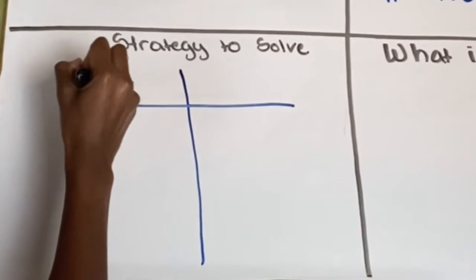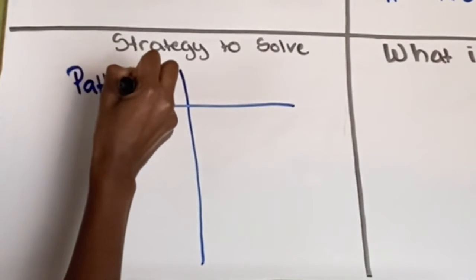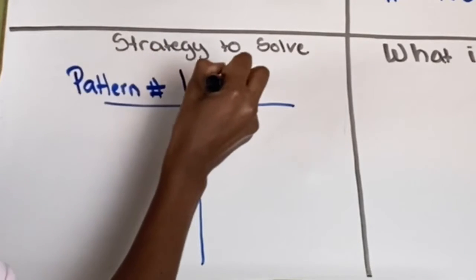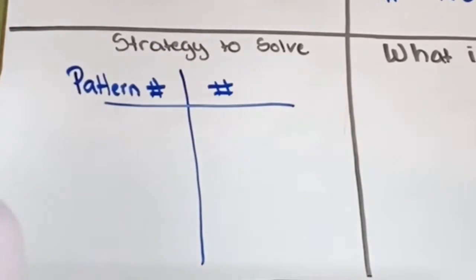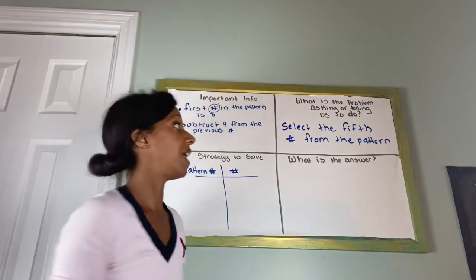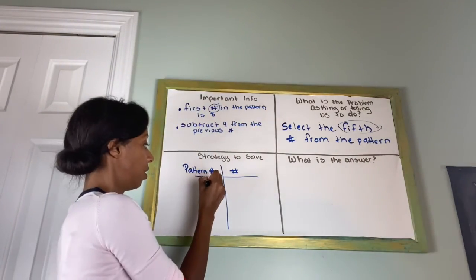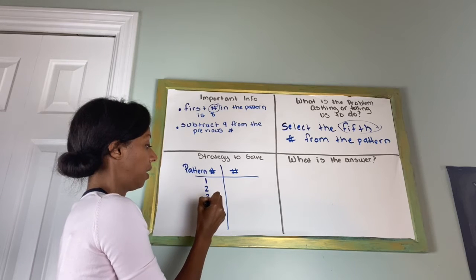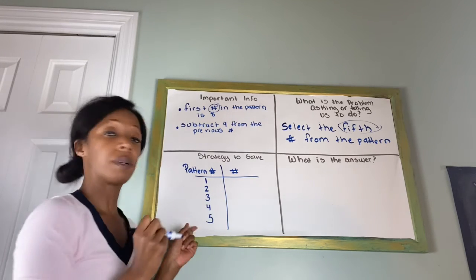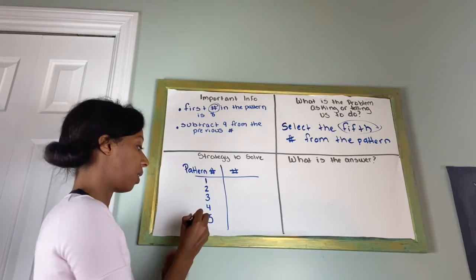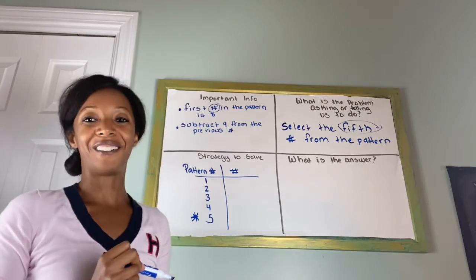Here I'm going to put my pattern number, and here is where my number is going to be. We're looking for the fifth number in the pattern. So I'm going to number my patterns 1, 2, 3, 4, and 5. I'm going to stop at 5 because we're looking for the fifth number in the pattern.